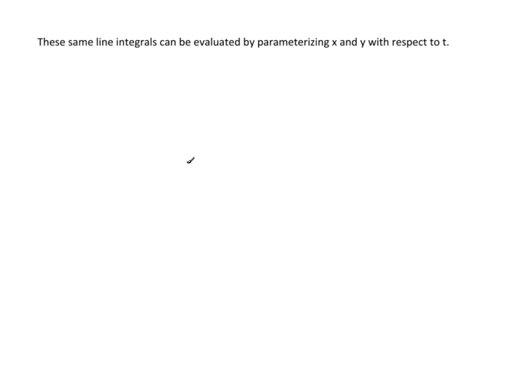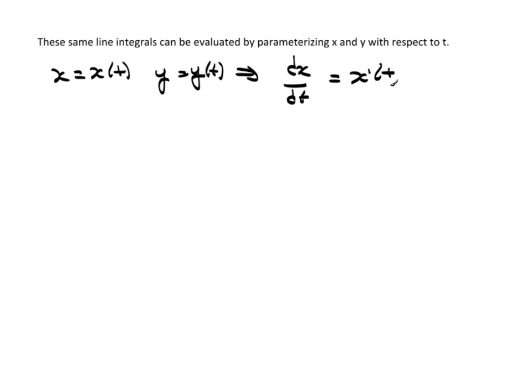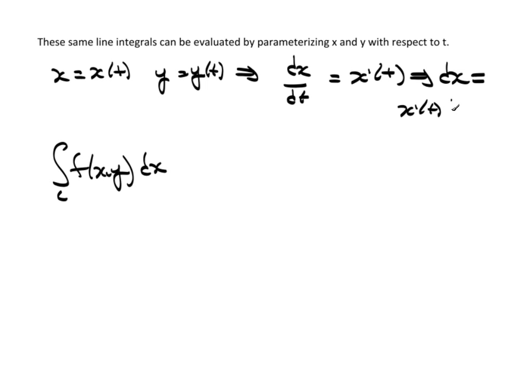Now the same line integrals can be evaluated by simply parameterizing x and y with respect to t. So if I have x is actually a function of t, and then I have y is a function of t. Now this gives me dx/dt equals x prime of t. And remember, I had this integral of f of x, y, dx. This then implies that dx is actually equal to x prime of t dt.